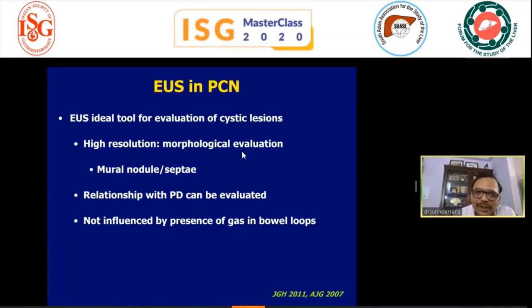In such a situation, EUS is an ideal tool for evaluating the cystic lesions. Because of high resolution images, you can evaluate the morphology of the cyst much better. You can clearly see the nodules and septae. You can clearly document the relationship of the cyst with the pancreatic duct. And importantly, there is no influence of the gas in the bowel loops on acquiring the EUS images.